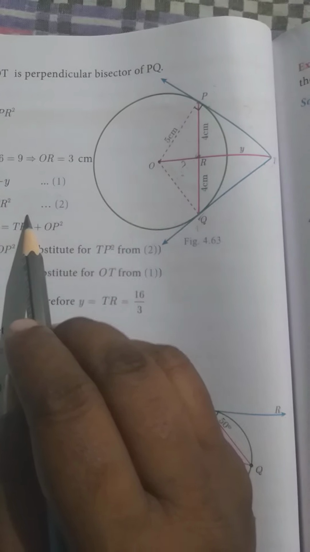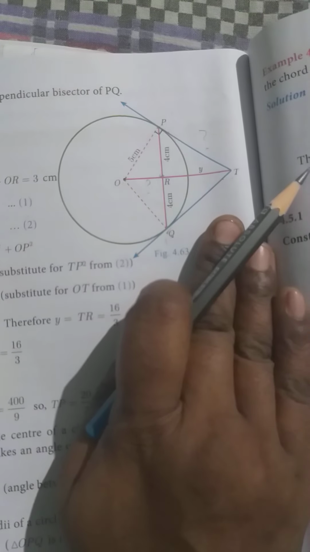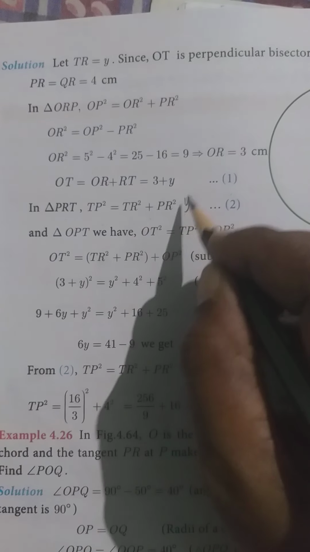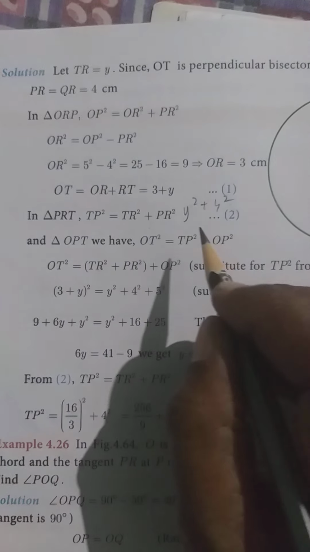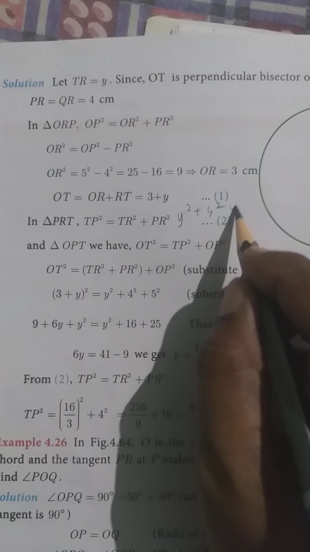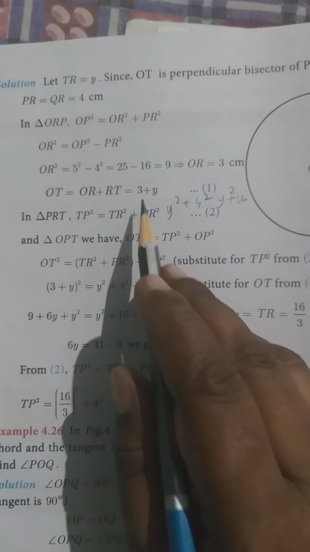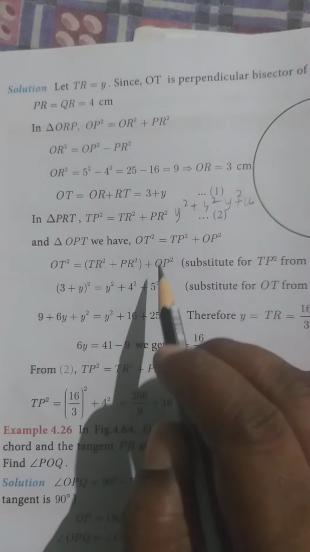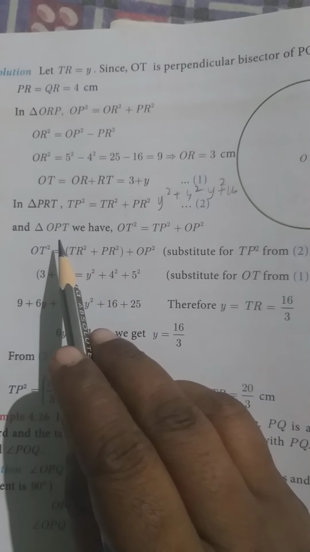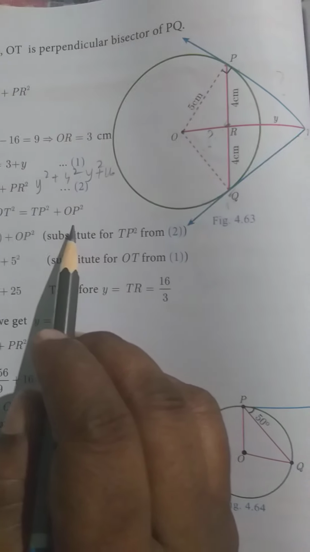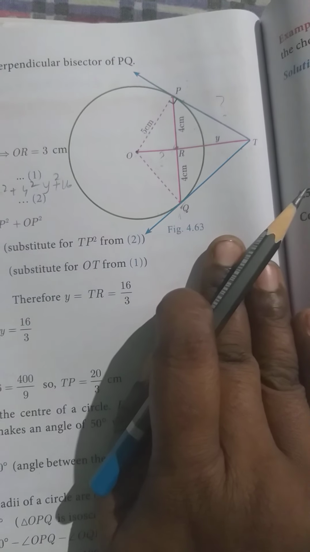TP squared is equal to TR squared plus PR squared. Therefore, you get y squared plus 4 squared, that is y squared plus 16. Next, in triangle OPT, OT squared is equal to TP squared plus OP squared. OT squared is equal to this also.